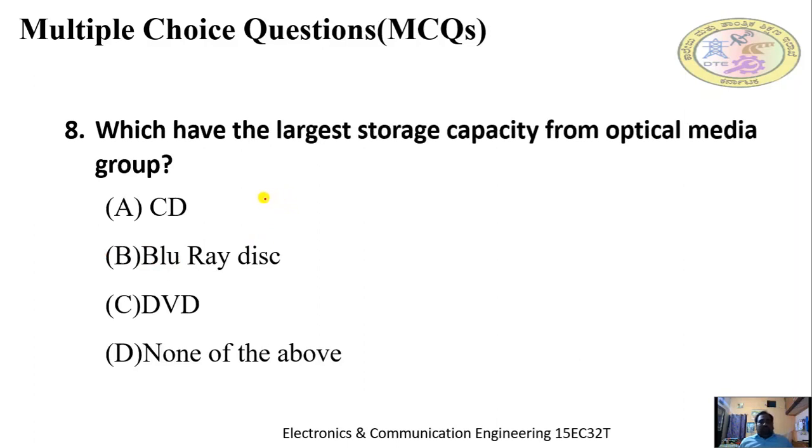Question number 8. Which has the largest storage capacity from the optical media group? Option A, CD, option B, Blu-ray disc, option C, DVD, and option D, none of the above. If you compare CD and DVD, DVD will offer you a higher storage capacity. But if you compare DVD with Blu-ray disc, Blu-ray is going to offer you a higher capacity, or the density will be more here. So that's why the answer would be Blu-ray disc.